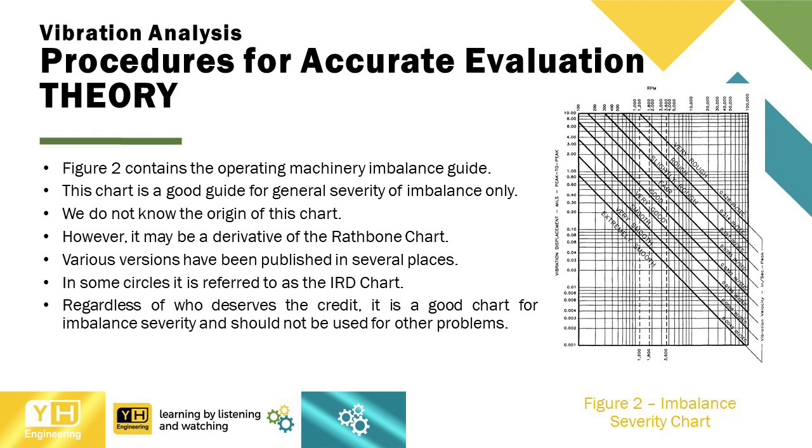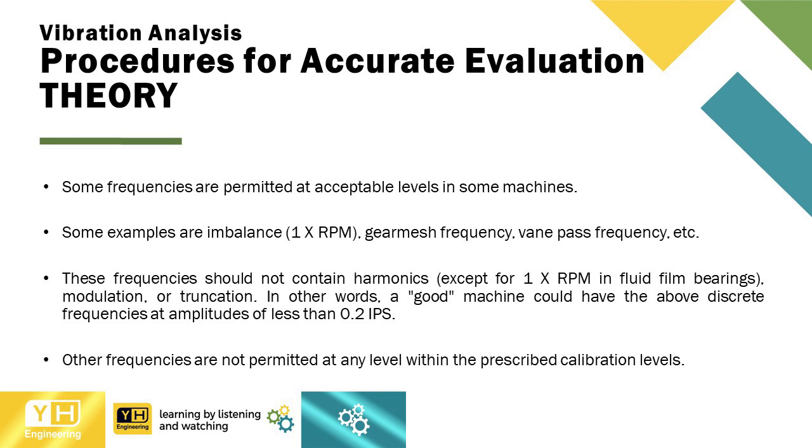Figure 2 contains the operating machinery imbalance guide. This chart is a good guide for general severity of imbalance only. We do not know the origin of this chart. However, it may be a derivative of the Rathbone chart. Various versions have been published in several places. In some circles it is referred to as the IRD chart. Regardless of who deserves the credit, it is a good chart for imbalance severity and should not be used for other problems.